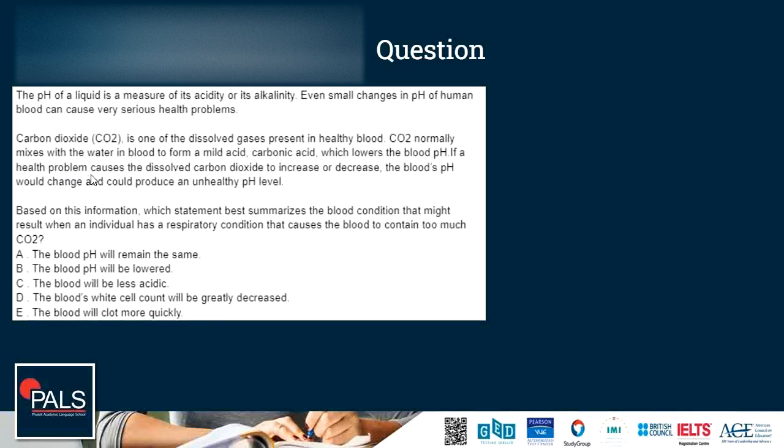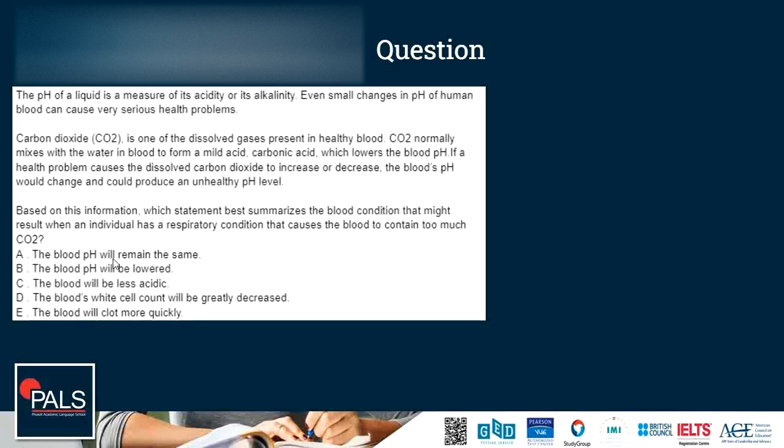If a health problem causes the dissolved carbon dioxide to increase or decrease, the blood's pH would change and could produce an unhealthy pH level. Based on this information, which statement best summarizes the blood condition that might result when an individual has a respiratory condition that causes the blood to contain too much carbon dioxide? So what did we learn from the text? Let's have a look at the answers and see if we can find the correct one.